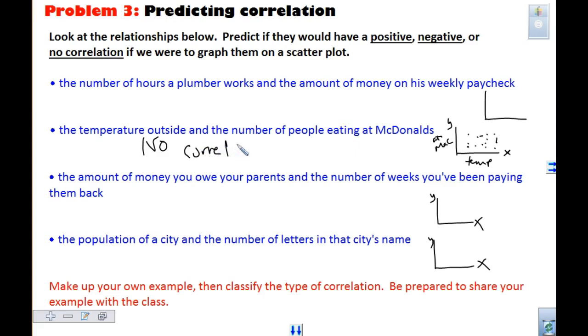If you haven't had a chance yet, please go through the rest of them and think positive, negative, or no. Anna, what'd you have for the first one? Positive. Positive, I agree. As we get more hours of work, we should get higher pay. If we are looking at that next one, Piper, what are we looking at? Negative. Negative. So if you owed your parents money over time, that amount should go down to where you're getting closer to 0 for your dollars, and this would be the weeks. And in that next one, what would you say, Emily? No correlation.